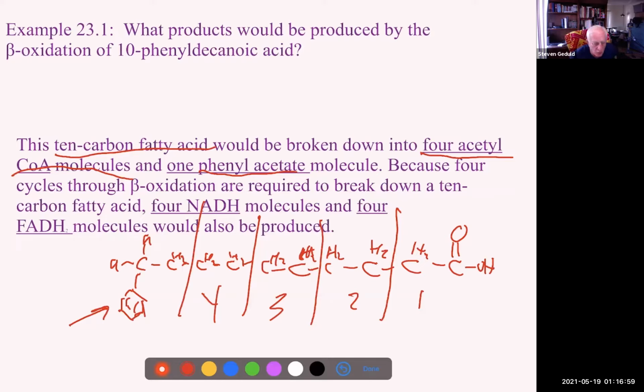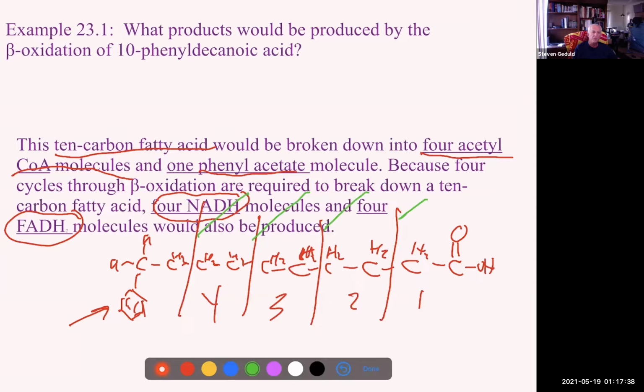Of 10-phenyl decanoic acid. Because 4 cycles through beta oxidation are required to break down a 10-carbon fatty acid, you're going to produce 4 NADH molecules and 4 FADH2 molecules. Because you're having 4 bonds broken, 1, 2, 3, 4 bonds, every one of those bonds that breaks produces an FADH2 and an NADH. So that's the total product being formed. And then your acetyl coenzyme A is going to run through the citric acid cycle to produce more ATPs.